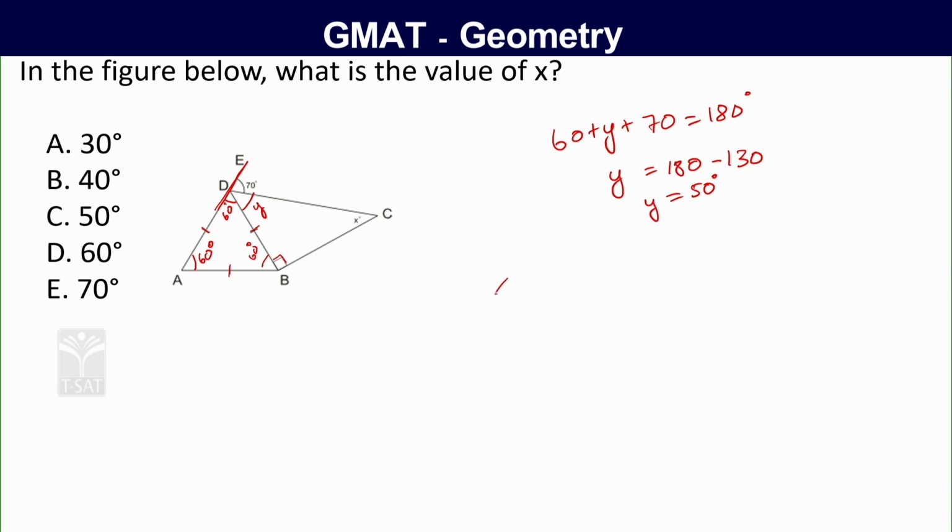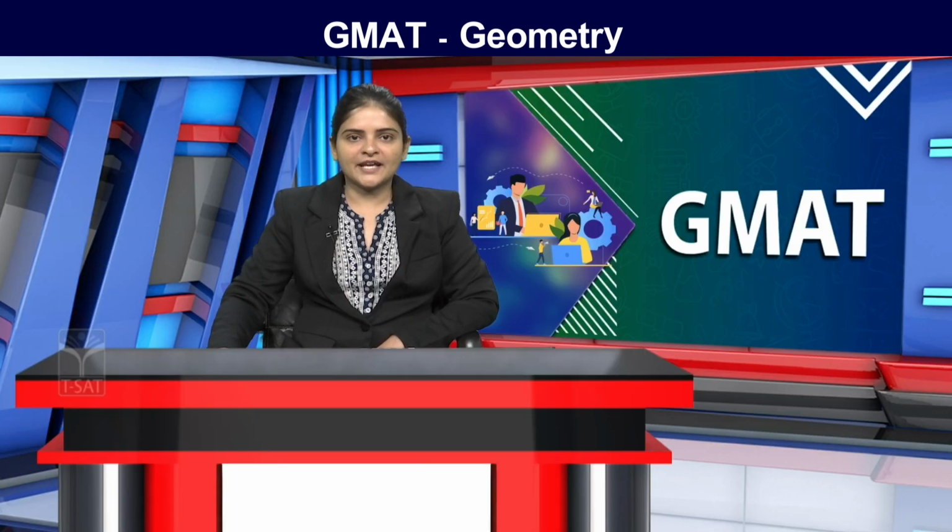When you look at triangle BDC, you have one angle as y, that is 50 degrees. One of the angles is 90 degrees, plus x is the angle that is missing, that needs to be calculated. The sum of these three angles will be 180 degrees. So x comes out as 180 minus (90 plus 50), which is 140. It comes out as 40 degrees. The answer is option B. Let's move to the next question.